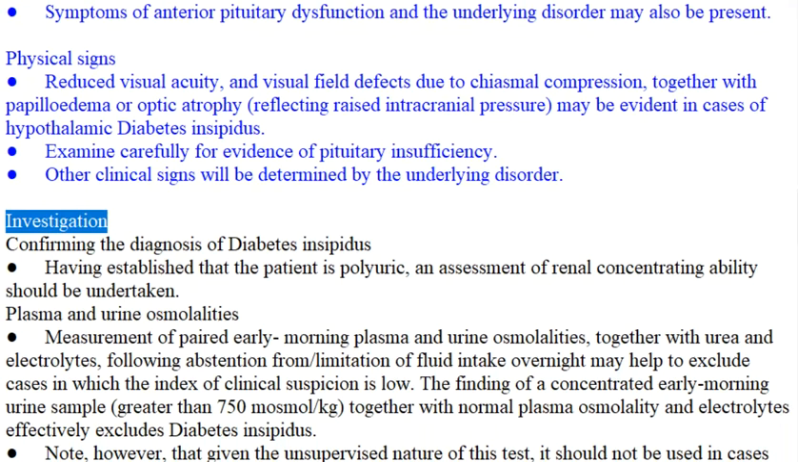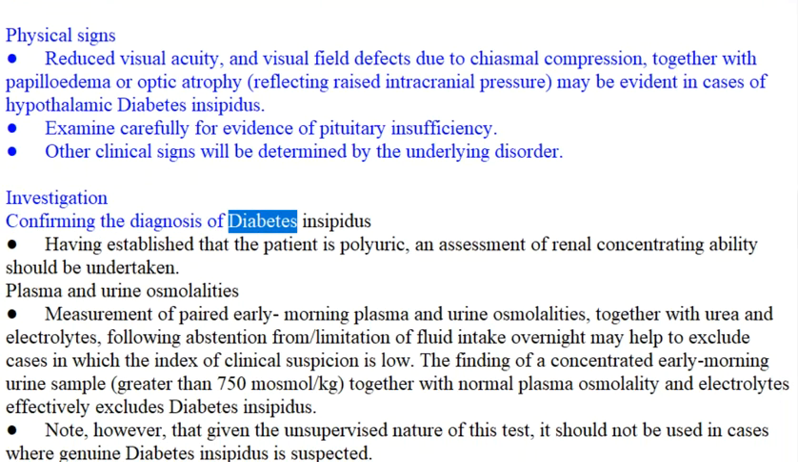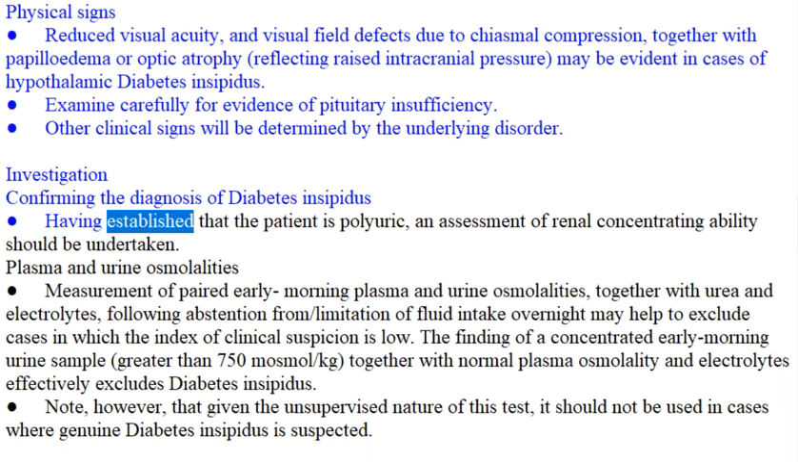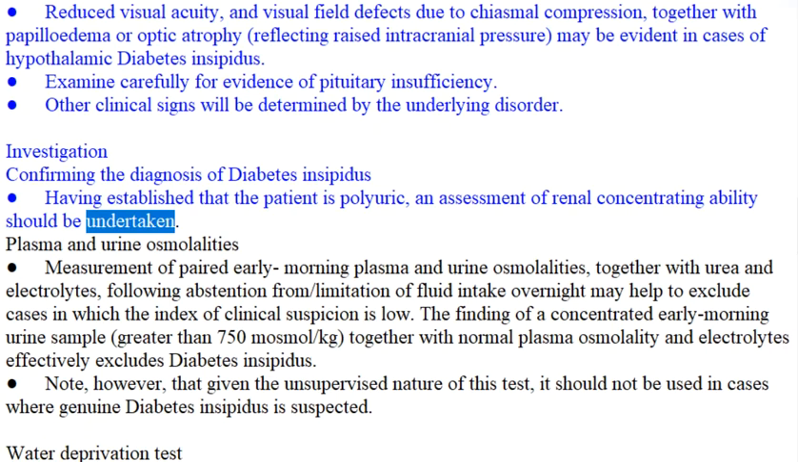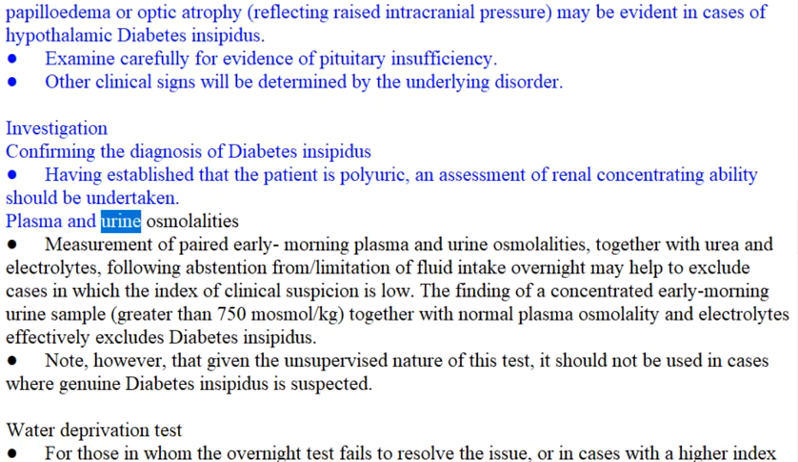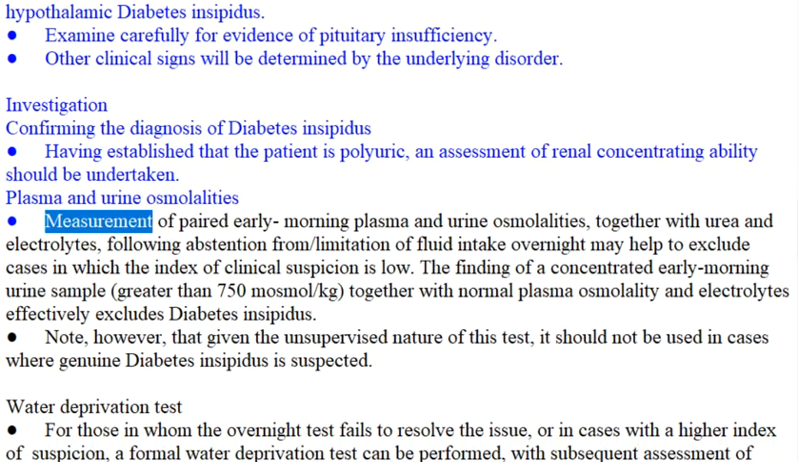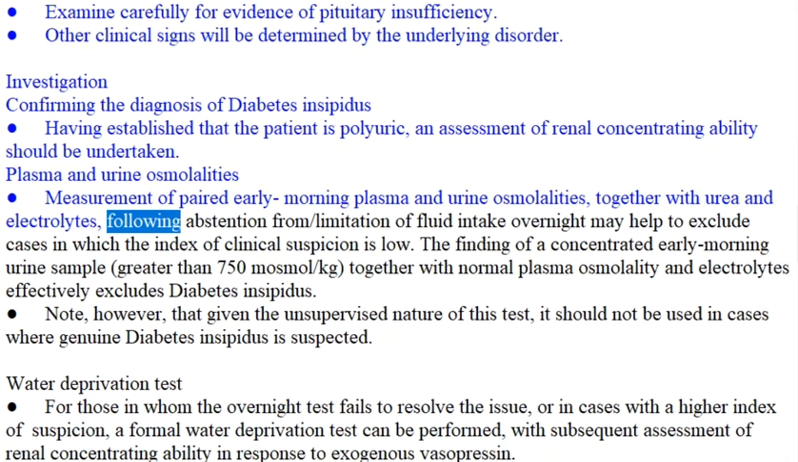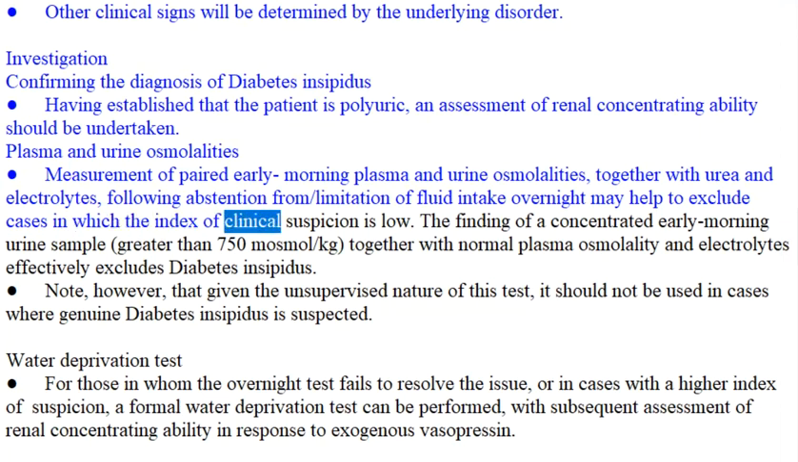Investigation. Confirming the diagnosis of diabetes insipidus. Having established that the patient is polyuric, an assessment of renal concentrating ability should be undertaken. Plasma and urine osmolality. Measurement of paired early morning plasma and urine osmolality, together with urea and electrolytes, following abstention from or limitation of fluid intake overnight may help to exclude cases in which the index of clinical suspicion is low.